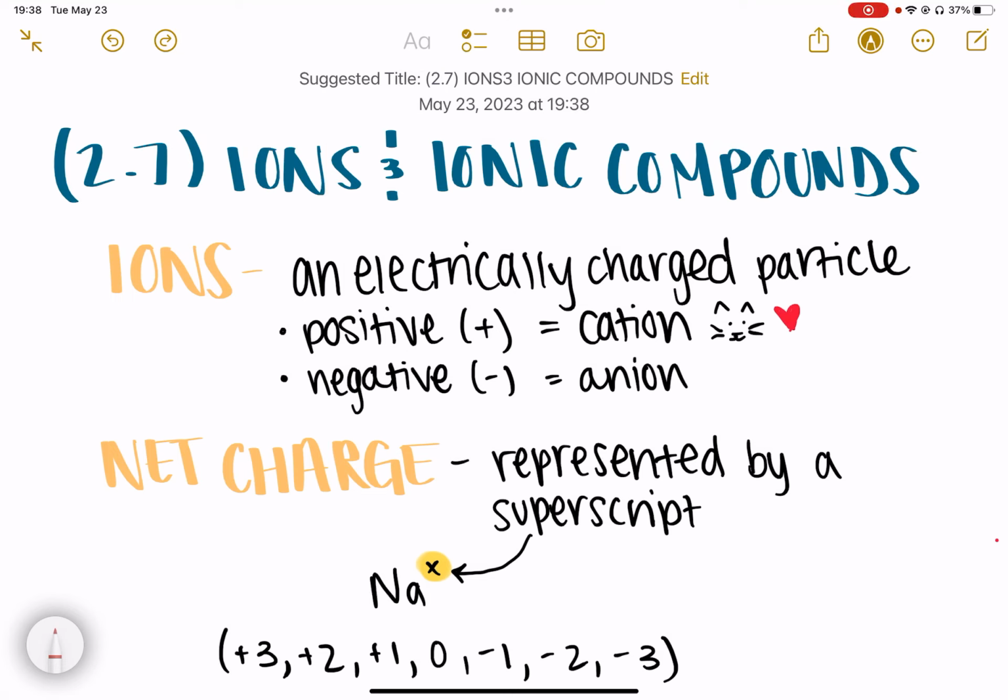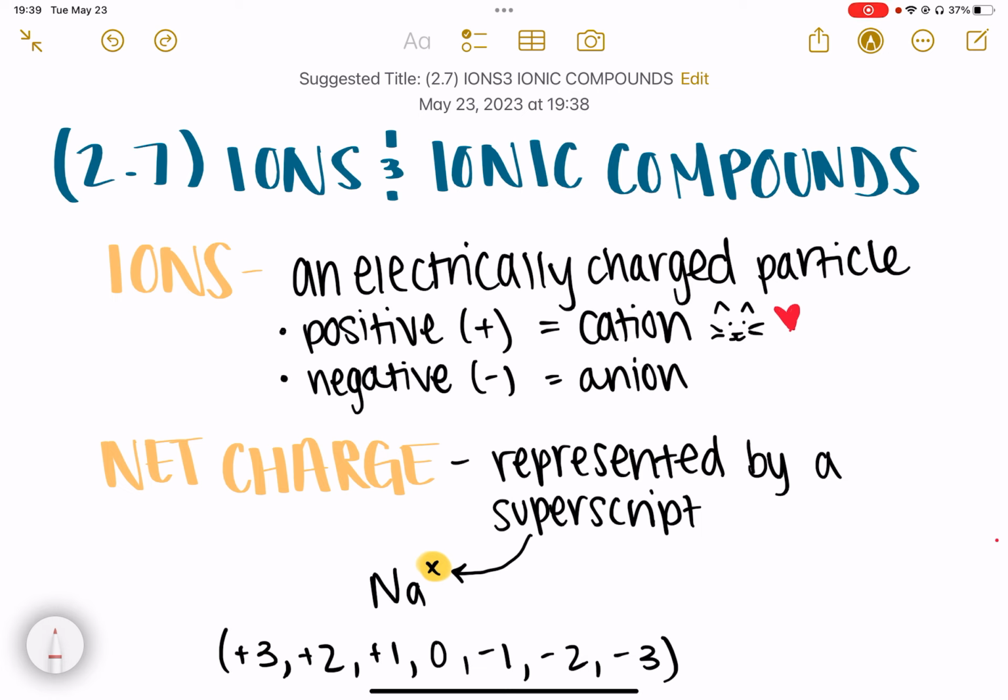Today I'm going to be talking about ions and ionic compounds. This is section 2.7 in the AP Chemistry textbook. So ions are electrically charged particles. You can have either a cation, which is positive, I like to think of a little cat, or an anion, which is a negatively charged particle.